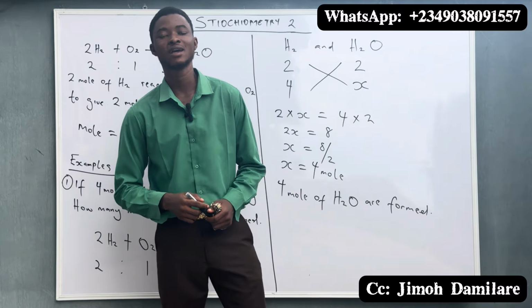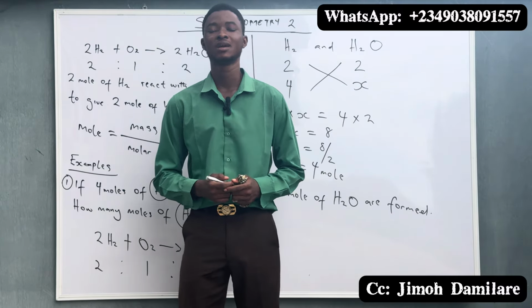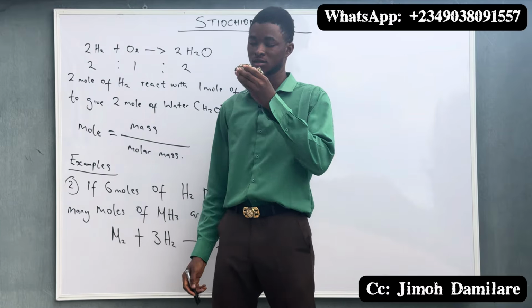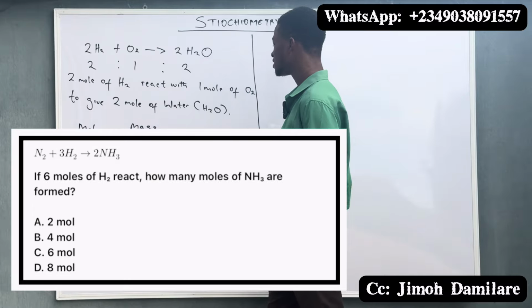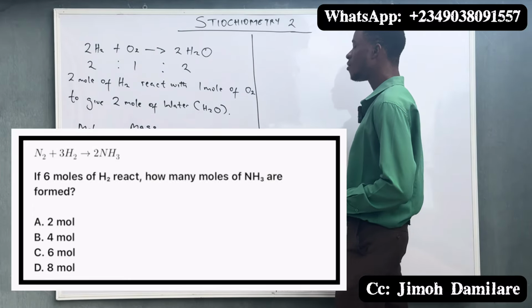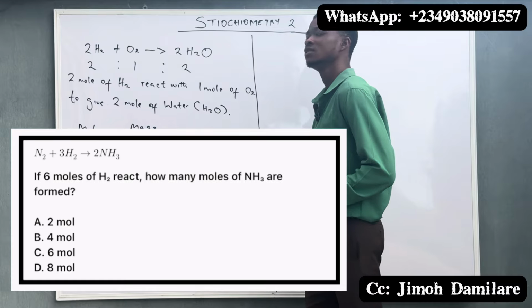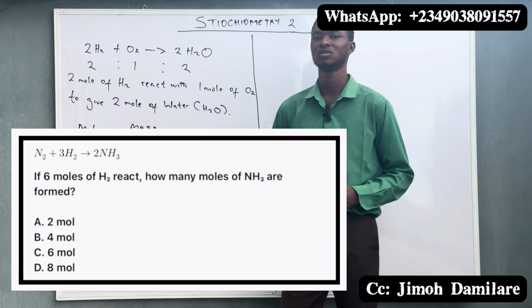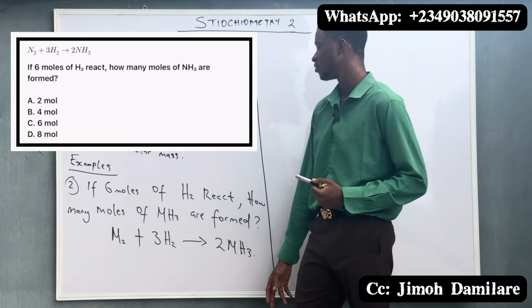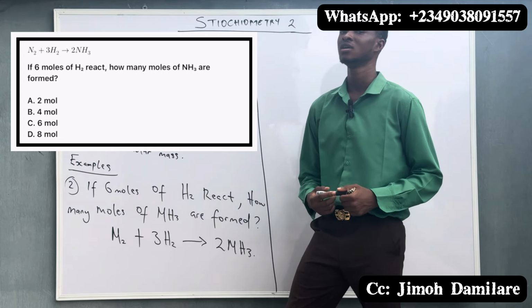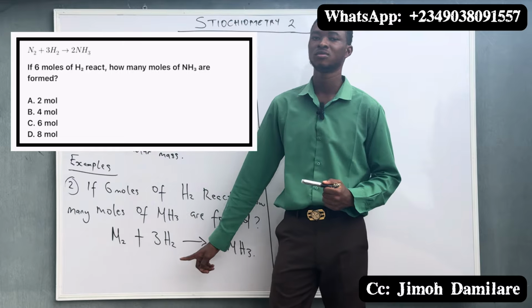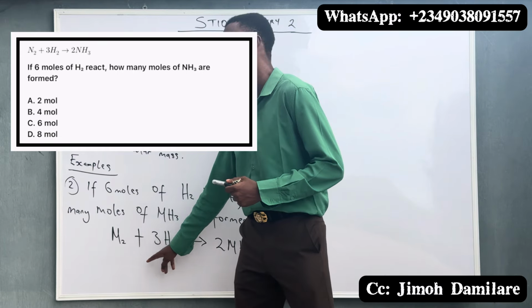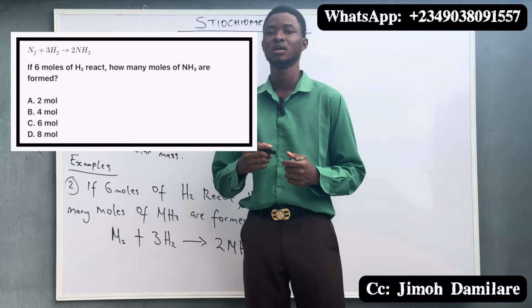So let's look at another example still on the mole ratio in a chemical equation. Moving to the second example, as displayed on the screen, the question says if 6 moles of H2 react, how many moles of NH3 are formed? Like I said earlier, the first step is to write your correct balance equation. And this question has done us a favor by giving us the correct balance equation. In solving any question under stoichiometry, you have to know a balance equation very well, because when you don't write the correct balance equation, you will solve the question wrongly.